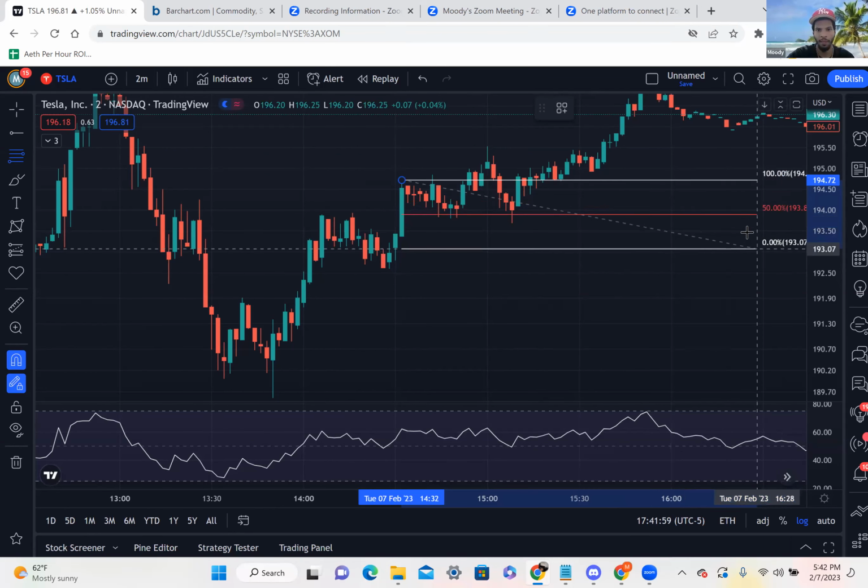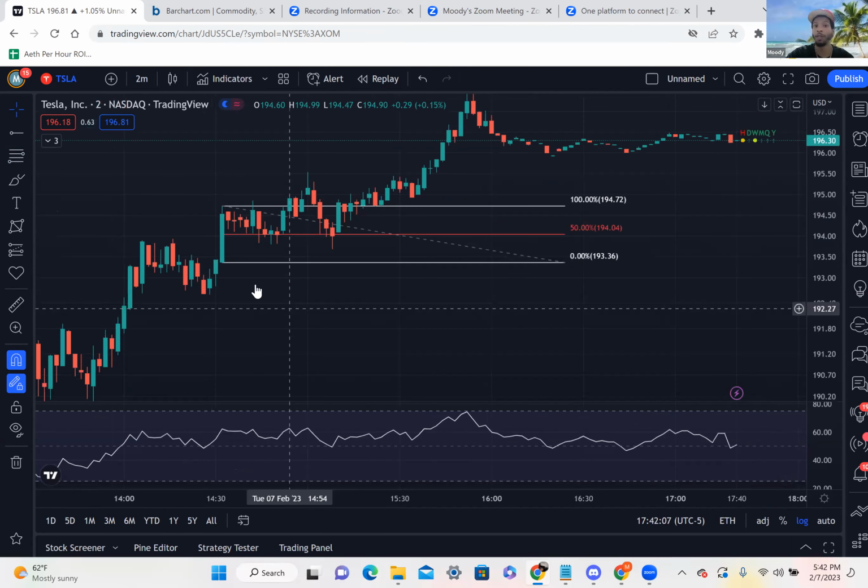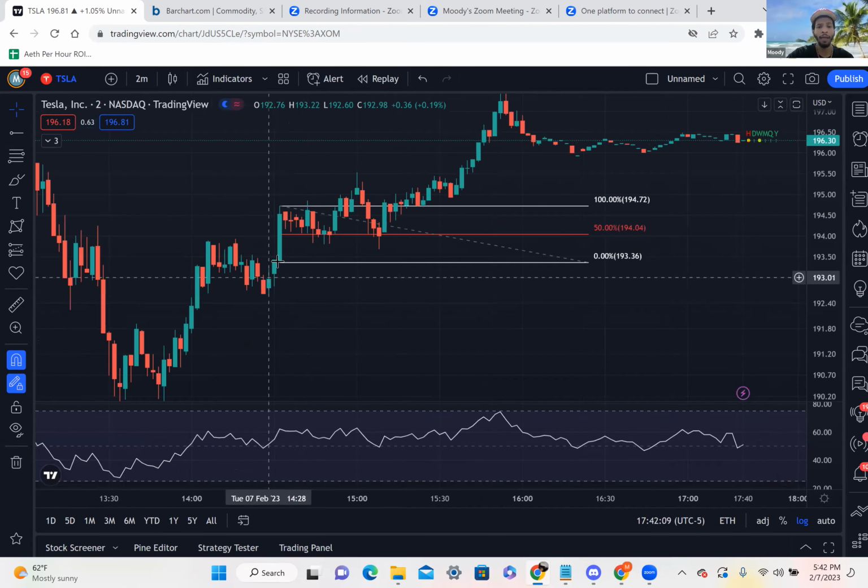I'm just trying to extend it as far as I can, and I'm just going to put it at the bottom of the body of the candlestick, right? This is just a 2-minute chart, and you can do this on any time frame. Let's say we missed this huge impulsive move. Missing the entry, we could have caught it on a 50% retracement anywhere over here.